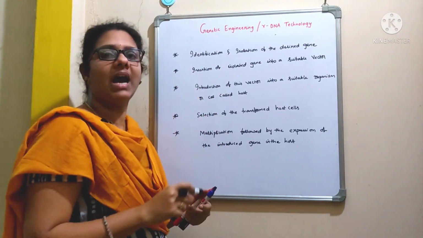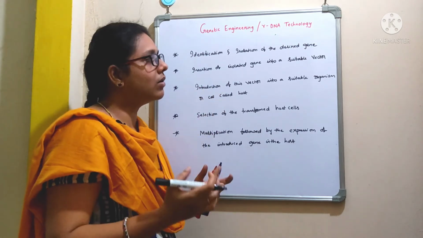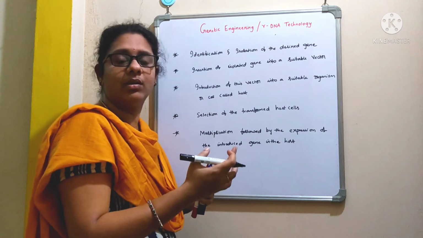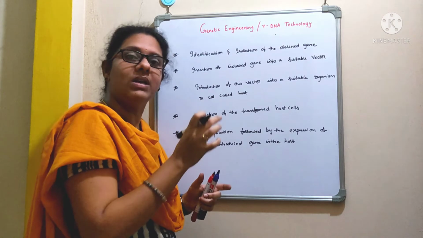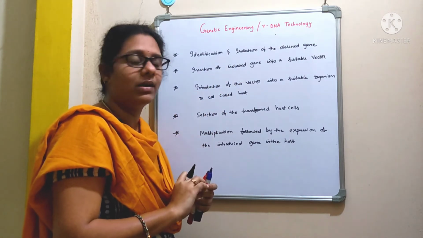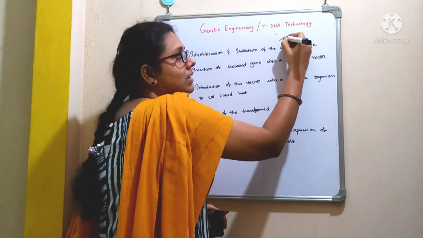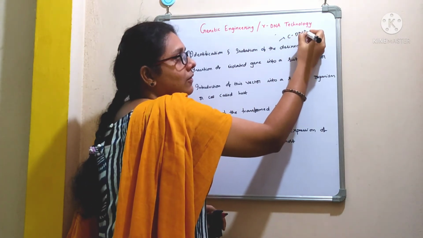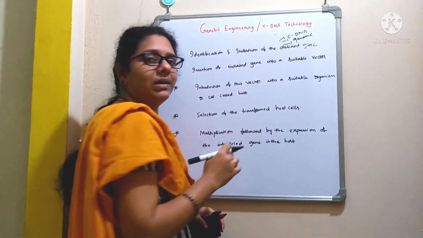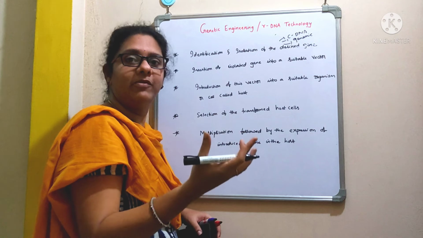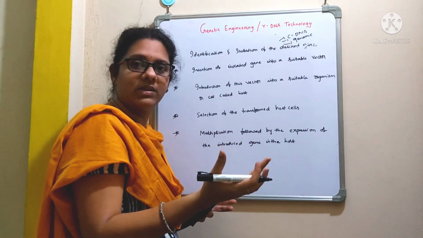So the first step is the identification and the isolation of the desired gene. We can also call it the gene of interest or DNA of interest. So the gene which is to be cloned is called the DNA of interest. How can we get that desired gene? We can use cDNA libraries, we can use genomic libraries, or we can use PCR, where you are going to amplify the gene, right? So amplification is nothing but making multiple copies of the gene, right?